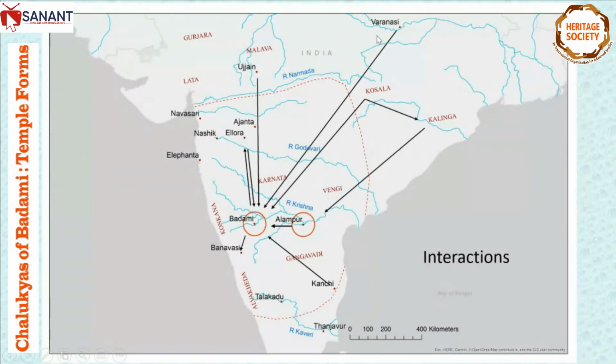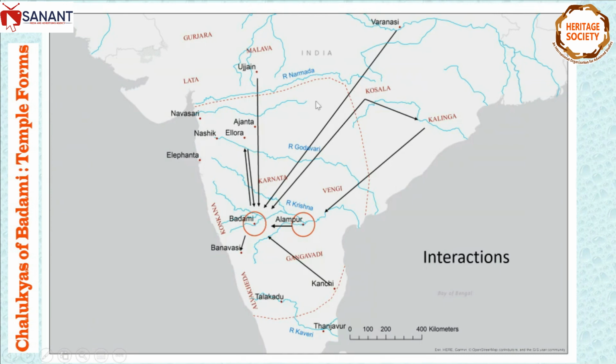For example, from the Malava region, we have influences, particularly in the form of sculptural style, of which we may be able to see one or two. Then you have actually a Shaiva Acharya coming from the Varanasi region to Pattadakal. That evidence is also there.